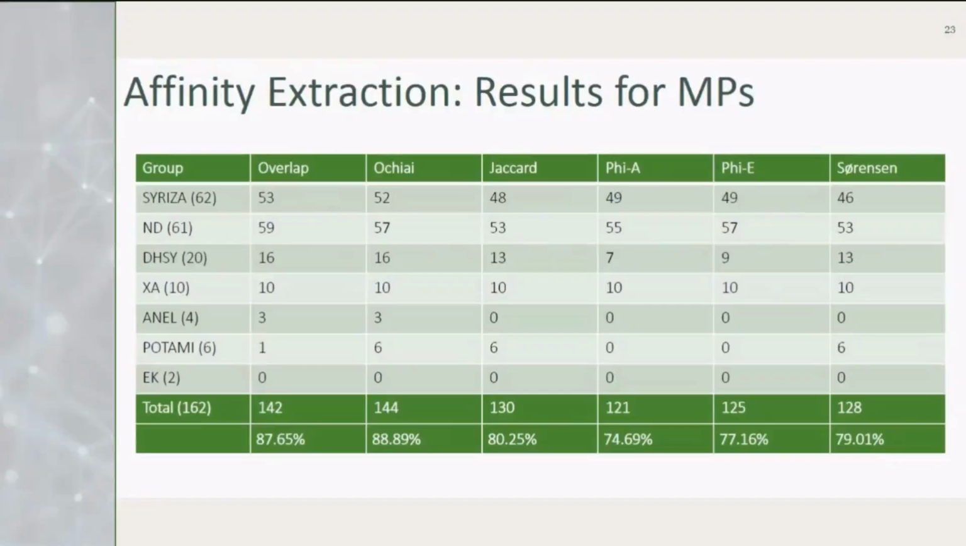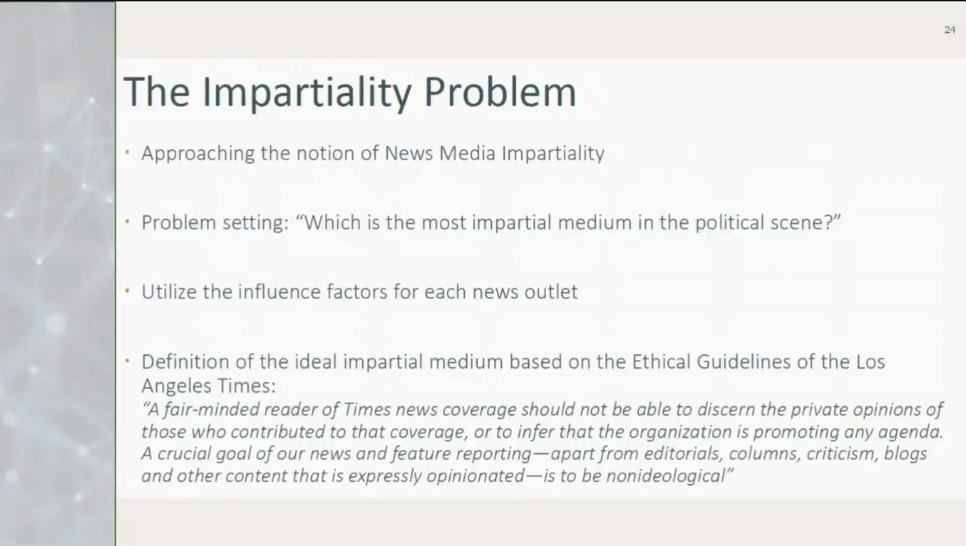We had a wider variety of projections of weighting functions, and we noticed that almost all of them succeeded in classifying the MPs in the correct group, especially the overlap and the OKI projection function, which had achieved an astonishingly high success rate of 88.89% and 87.65%. We then chose to use our technique in a more vague, more difficult problem.